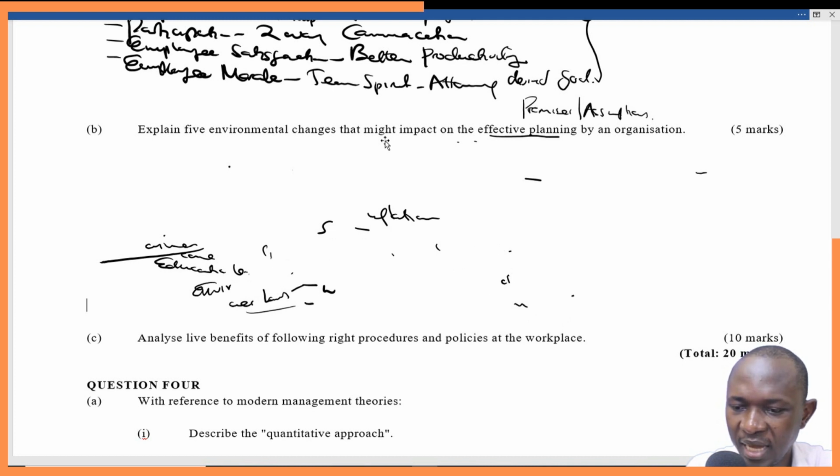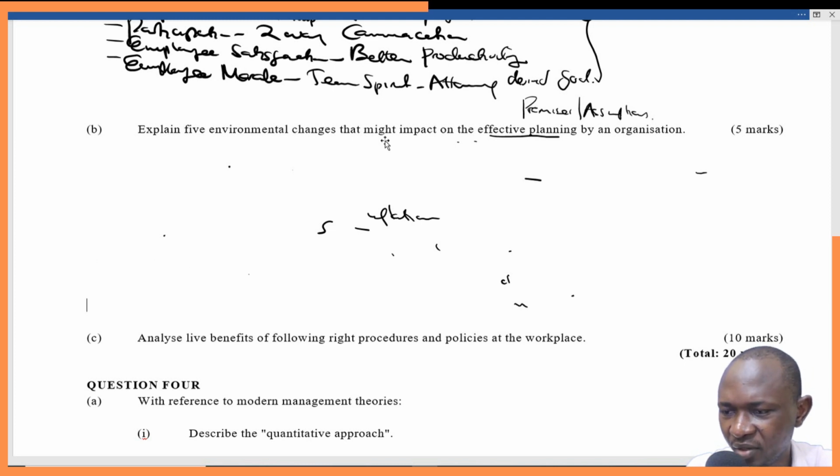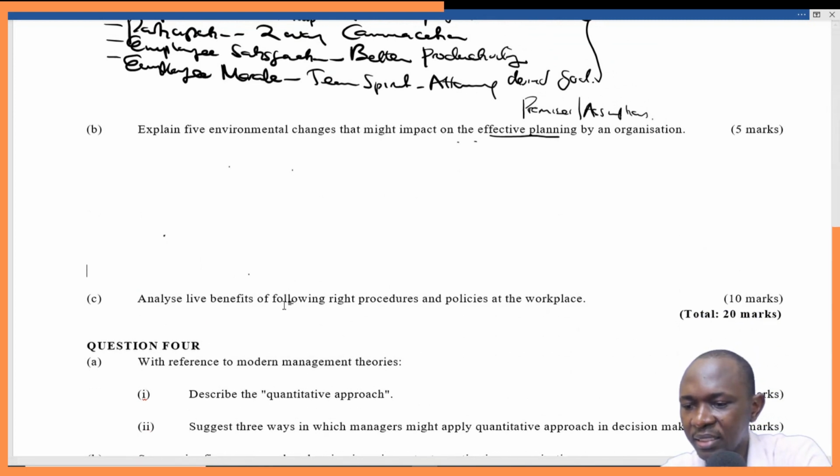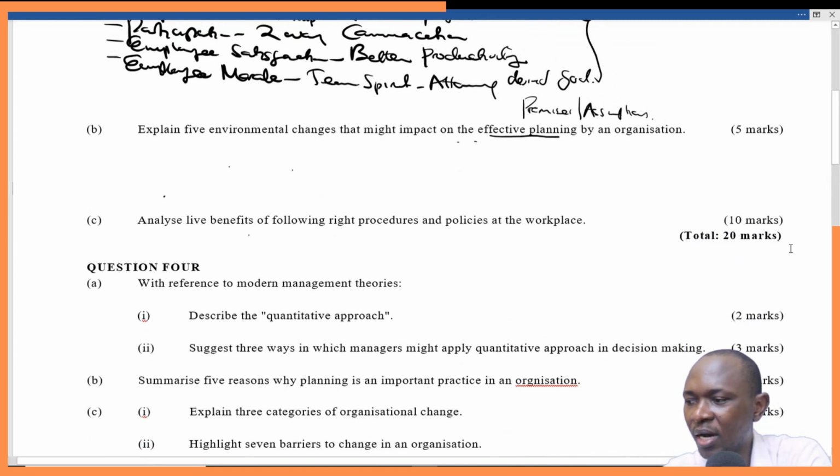The next question is: analyze 5 benefits. I think it's 5, not live. Analyze 5 benefits of following right procedures and policies in the workplace.